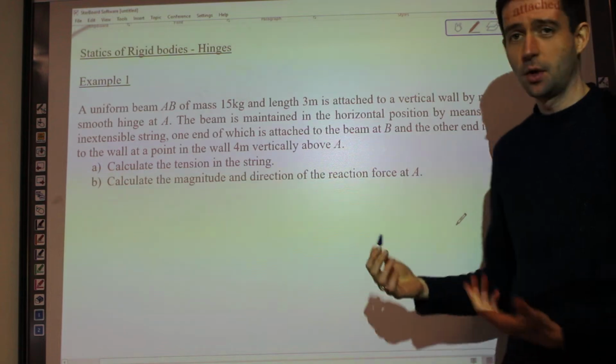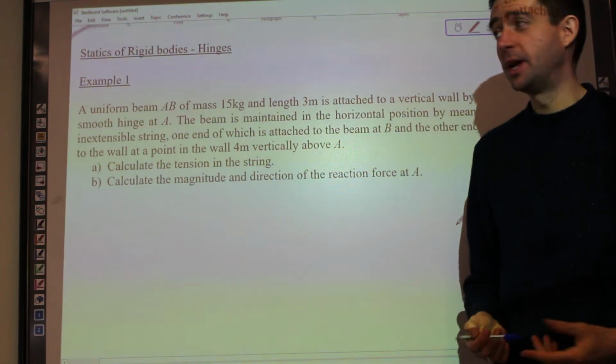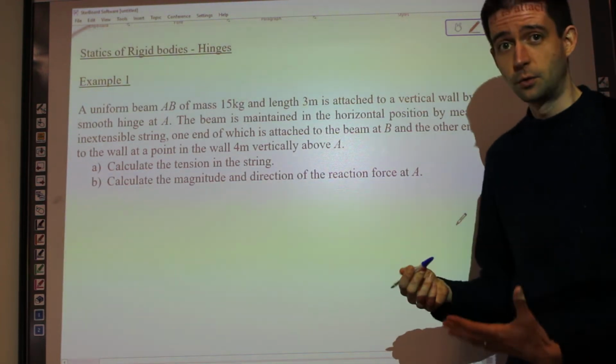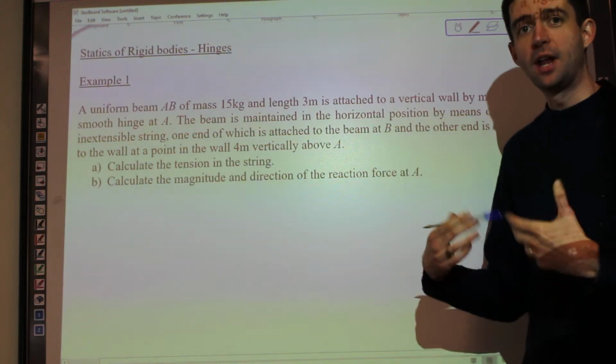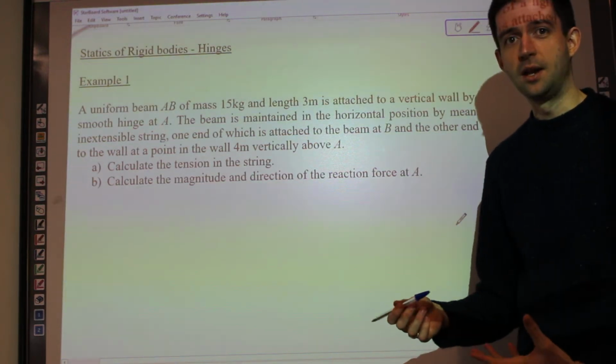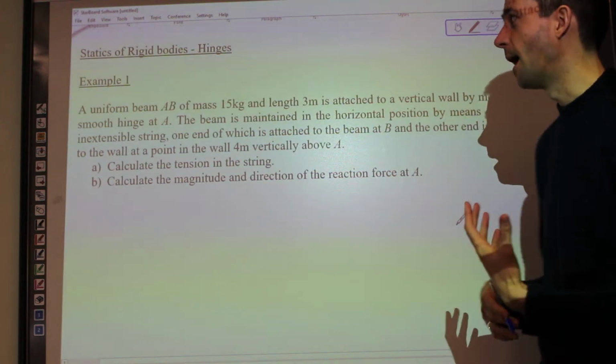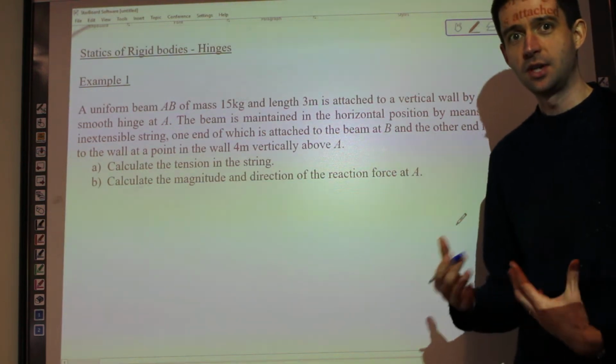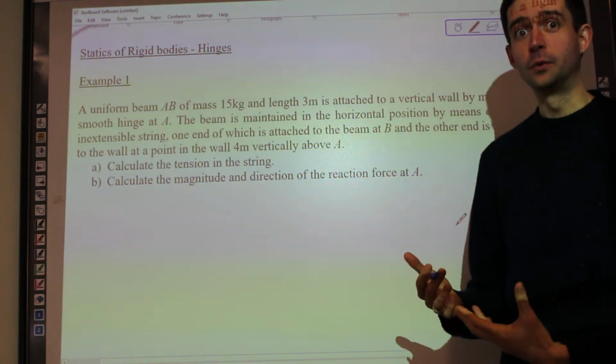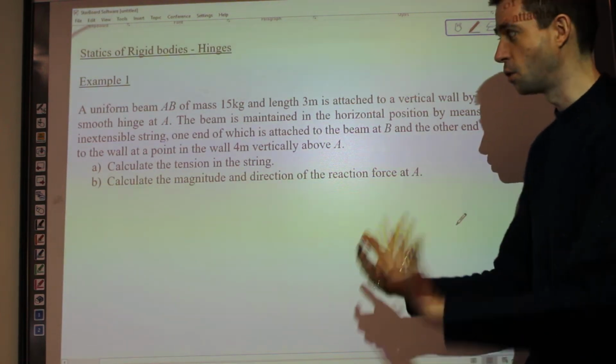Today we're going to be looking at hinges. This is continuing on the statics of rigid bodies topic, where we looked at uniform rods, we looked at ladders. We're now coming to consider what happens when you have something that is hinged at a point, and what implications that has for the reaction force at that point, which we'll talk about as we work through this example here.